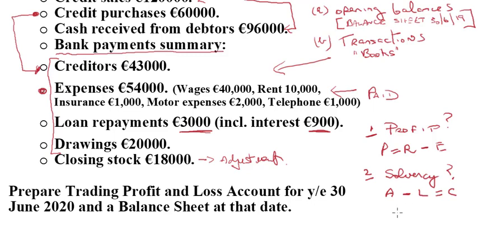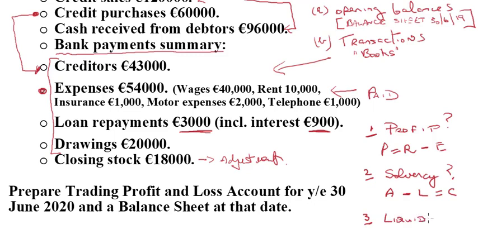And of course, we're going to do that in a balance sheet, as you know. So these are the two things that are really being asked of us. We're being asked to prepare the trading profit and loss account, that's number one, for the year ending 30th of June 2020, and a balance sheet at that date, and here's number two. Now, in the course of doing the balance sheet, we're going to calculate another measure that's really important for accountants, and that's what we call the liquidity of the business.